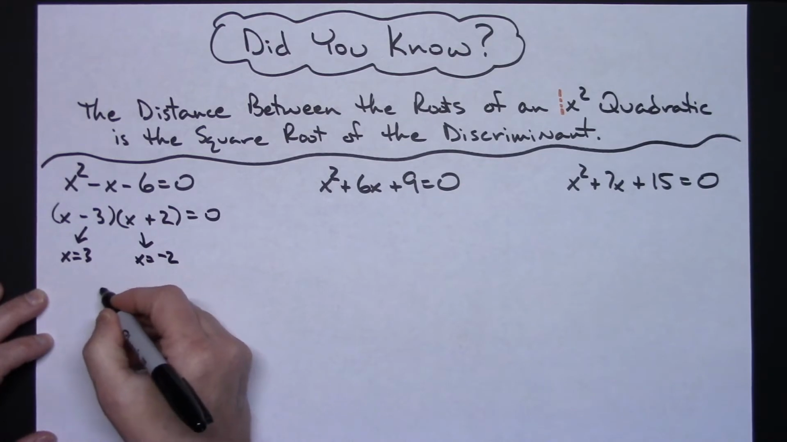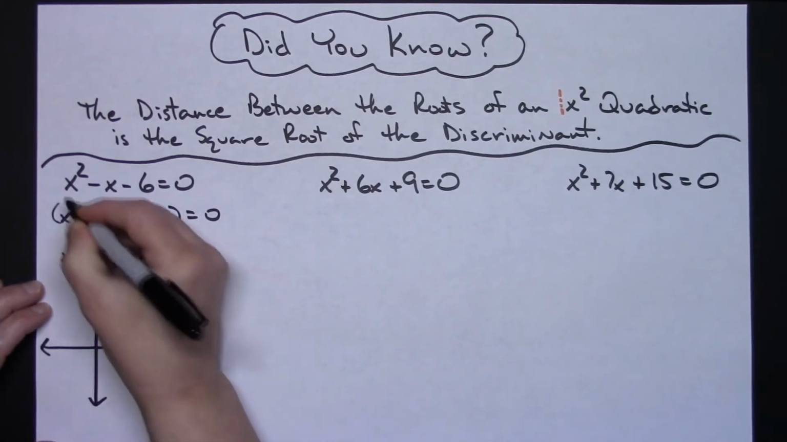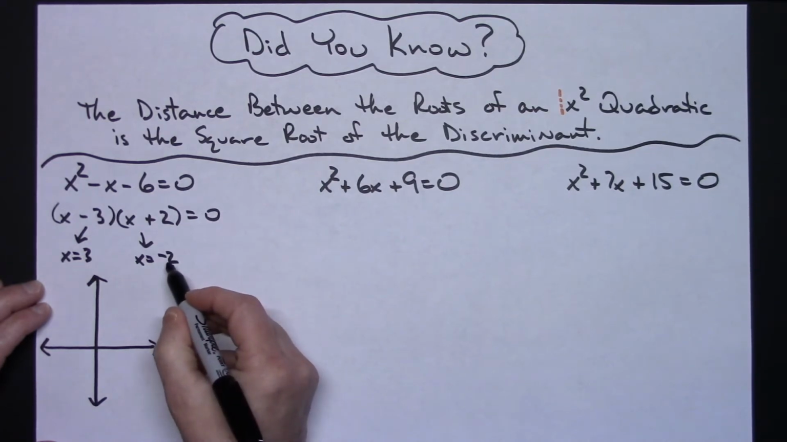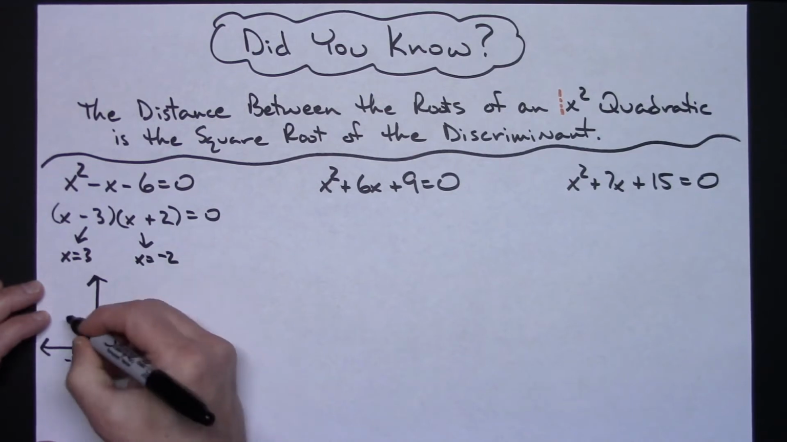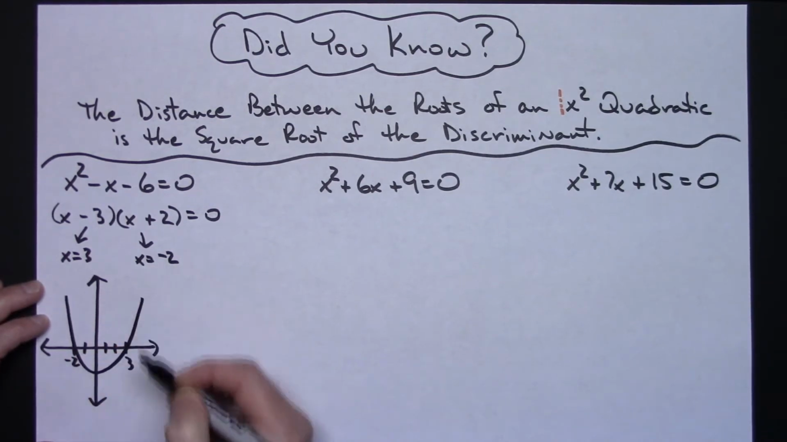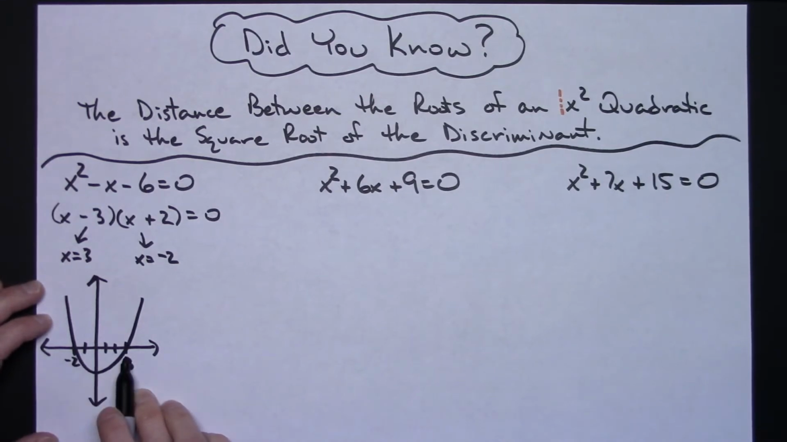So if I did a little sketch of this, we know it's going to be an upright parabola. I'm going to go through negative 2 and I'm going to go through 3. 1, 2, 3. Roughly just a rough sketch like that. So we can clearly see that the distance between those roots is 5.